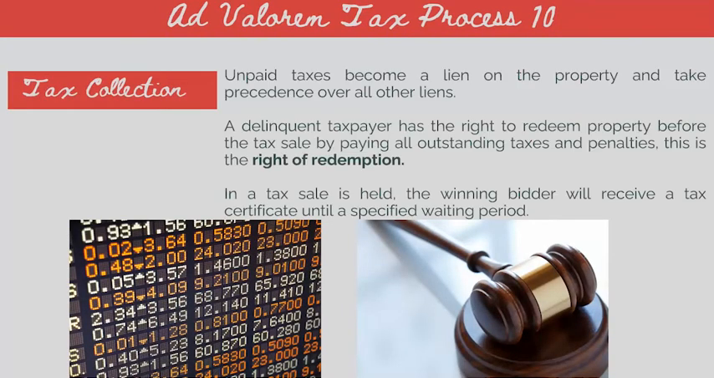Tax collection is unpaid taxes become a lien on the property and take precedence over all other liens. A delinquent taxpayer has the right to redeem property before the tax sale by paying all outstanding taxes and penalties. This is the right of redemption. If a tax sale is held, the winning bidder will receive a tax certificate until a specified waiting period.